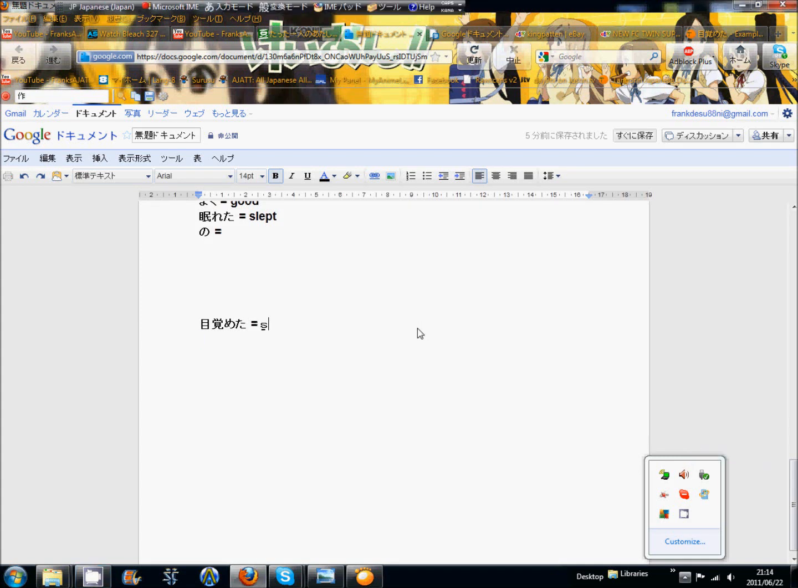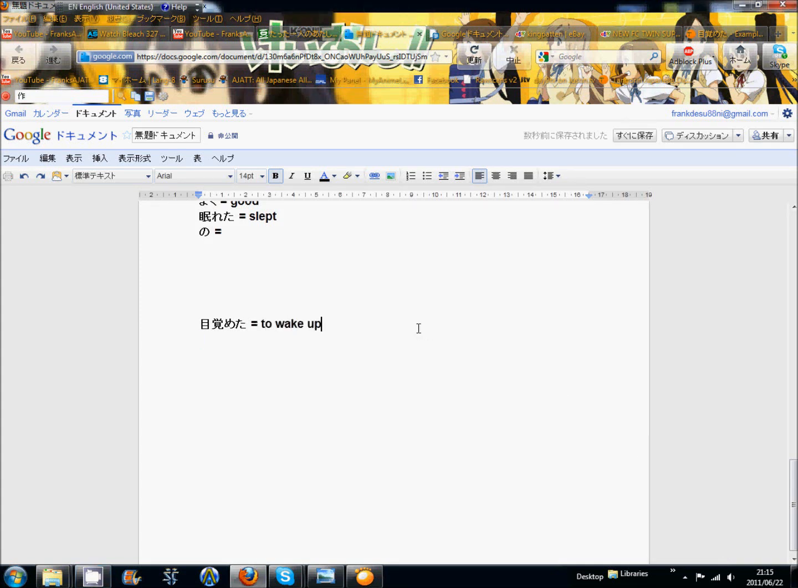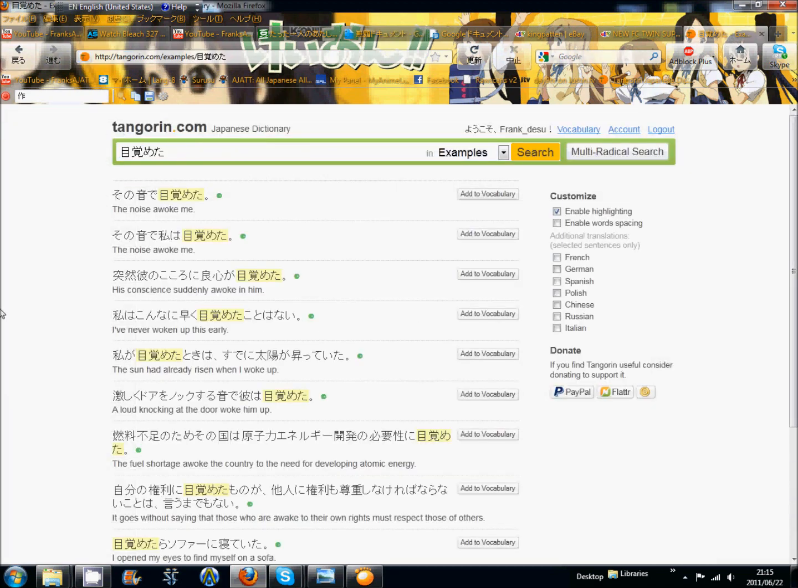Okay. So, to wake up. Good stuff. So, let's just use another tangerine example. Let's just check it out. Yeah, I like the second one down.